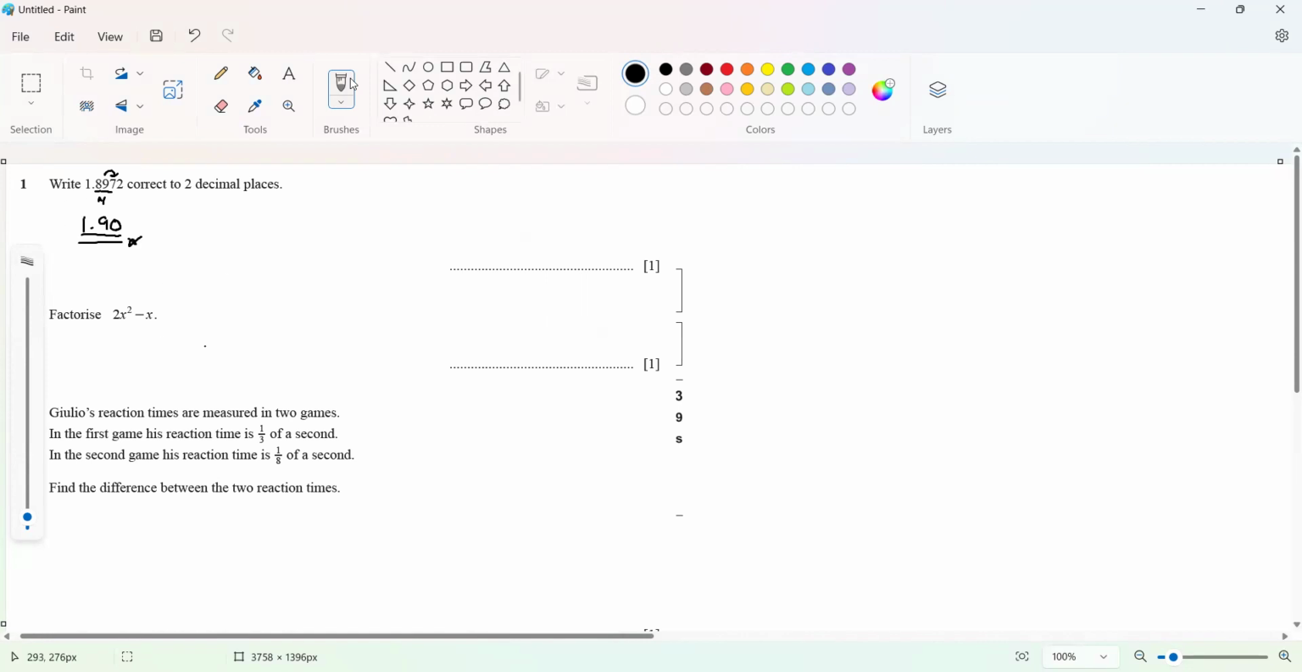So for question 2, factorize 2x squared minus x. So they have only x in common. No numbers, both terms can't divide by any number. So it'll be x(2x minus 1), right?